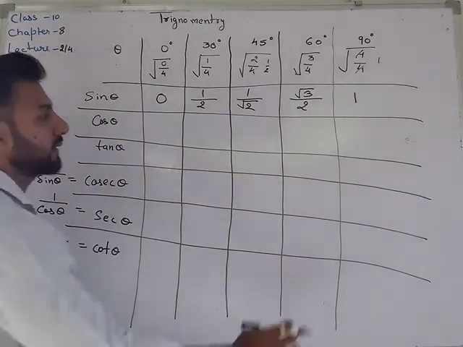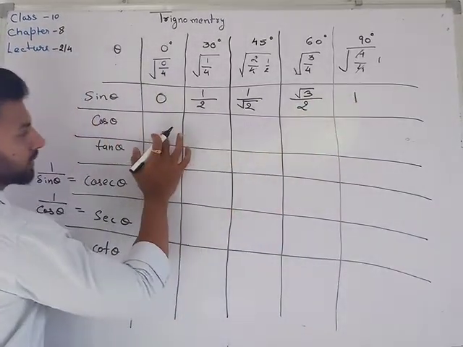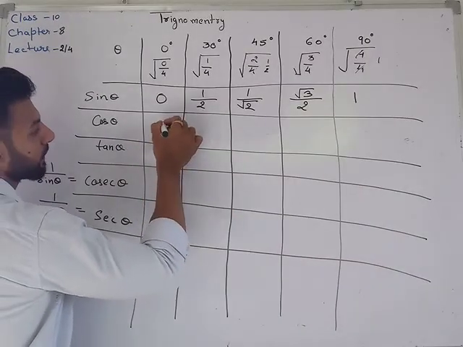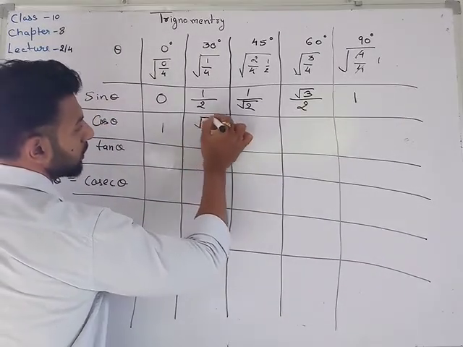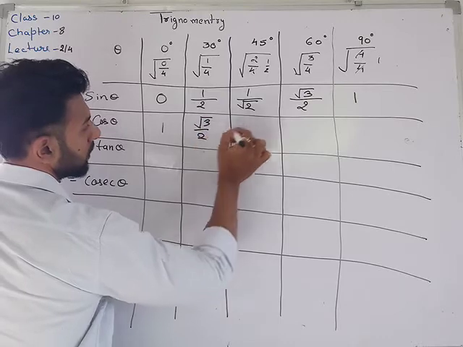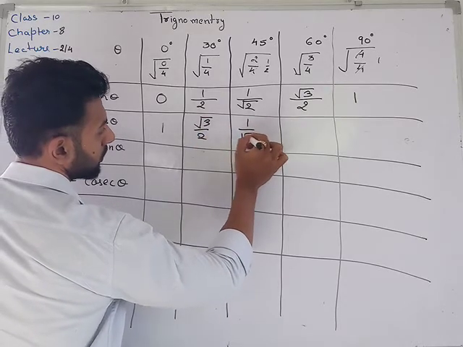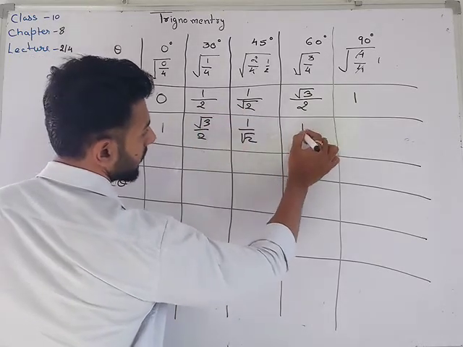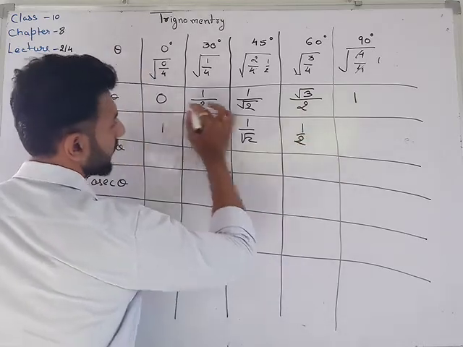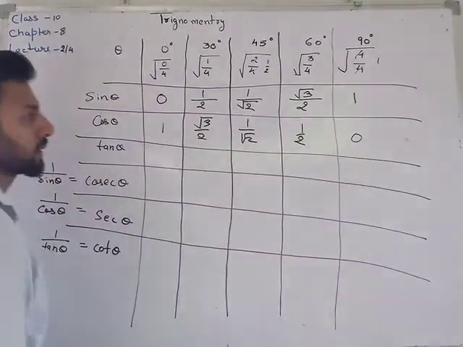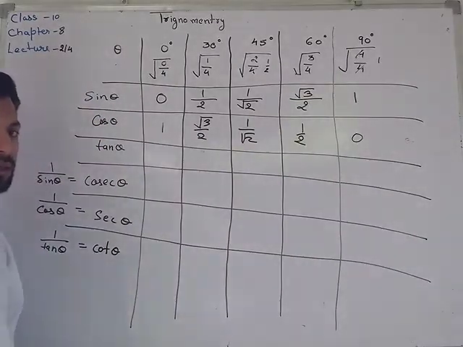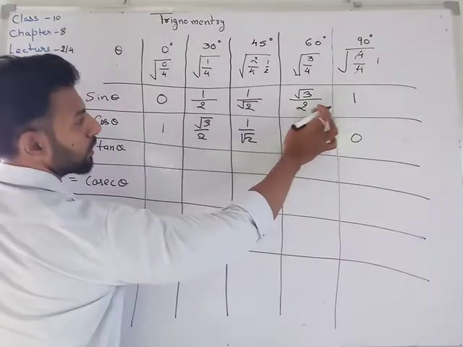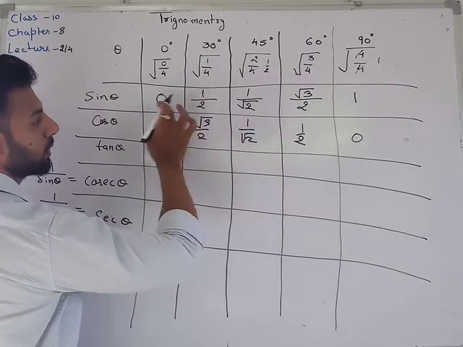After this, take these values and substitute them for cos theta, starting from the right hand side. So we will be getting 1, root 3 by 2, 1 by root 2, 1 by 2 and 0.